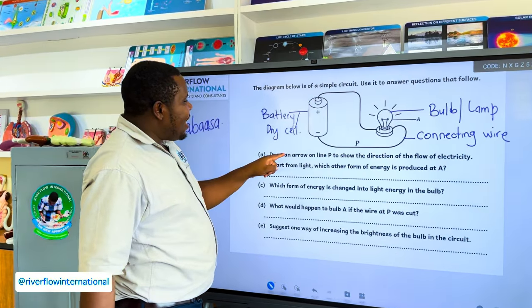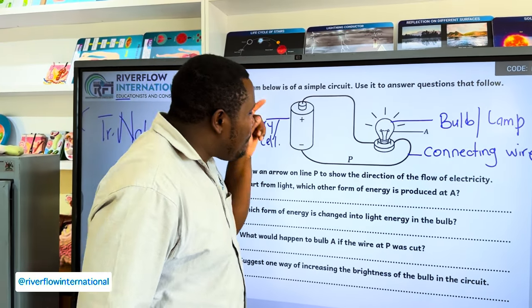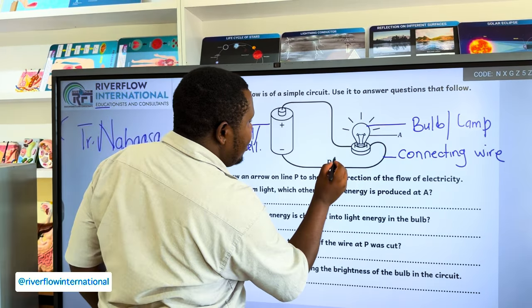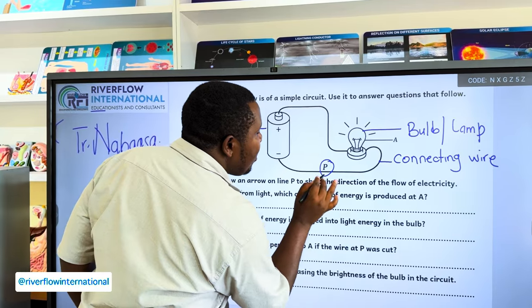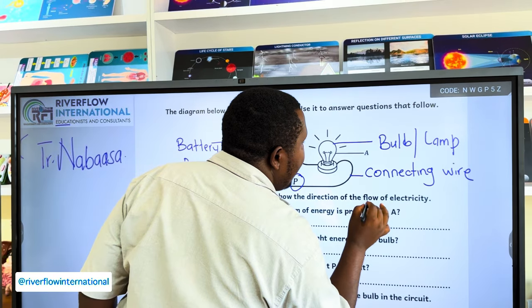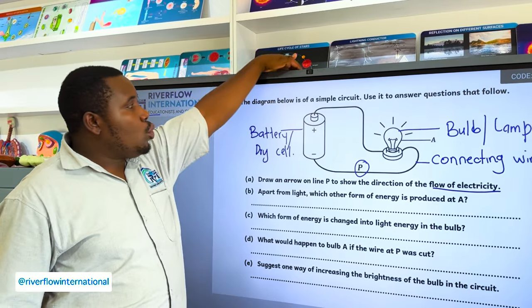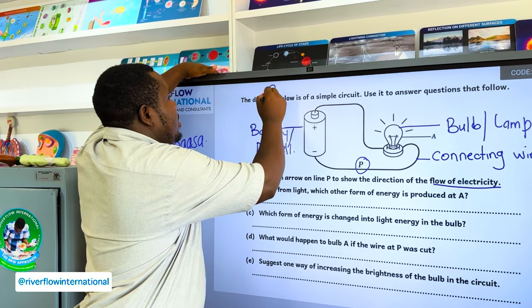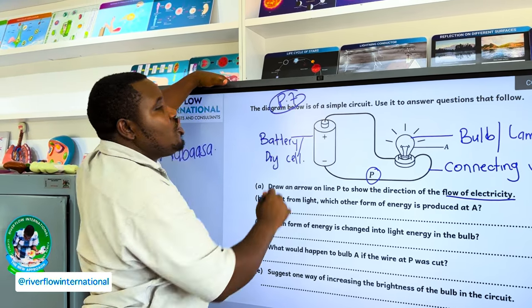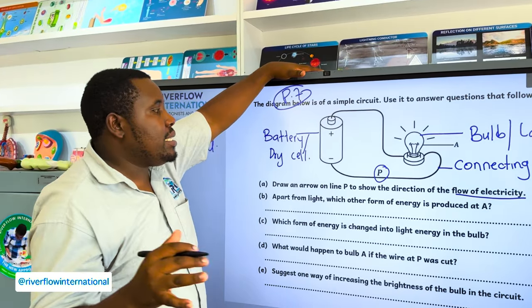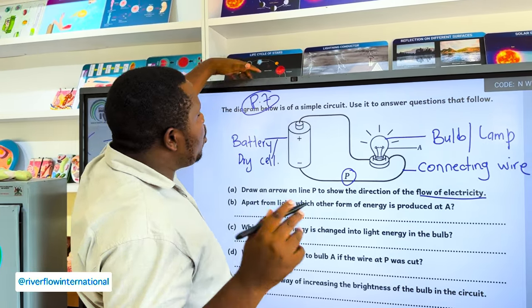They are telling us, draw an arrow on line P. This is the line P. To show the direction of flow of electricity. This number disturbs learners. And this topic is taught in primary 7, P7, in electricity and magnetism. Now, how do we know?